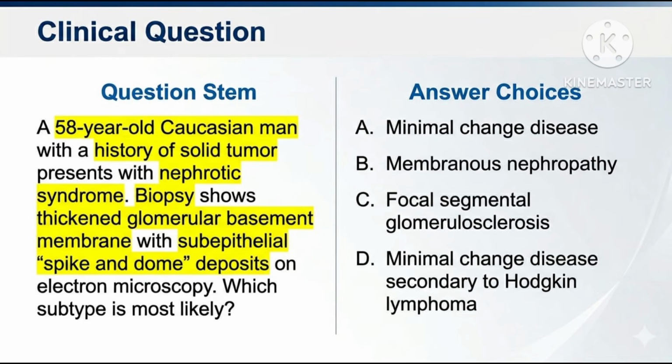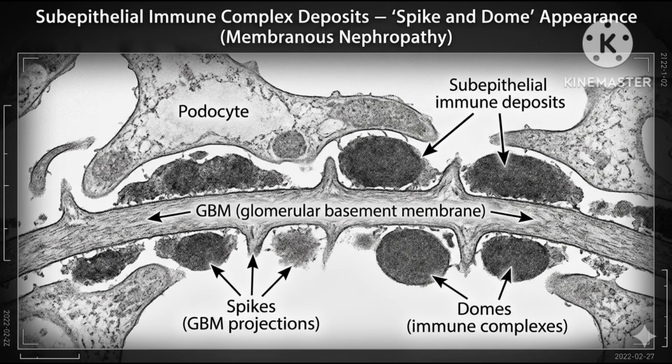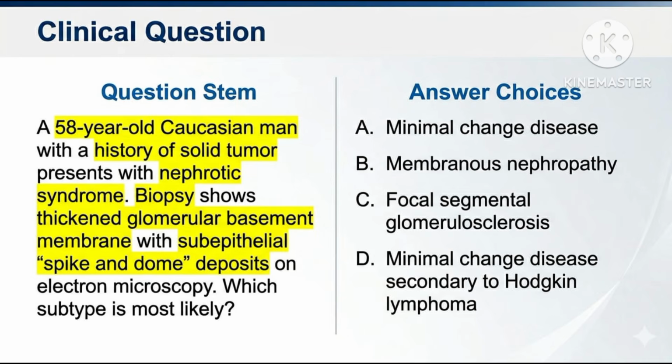A 58-year-old man, solid tumor history, presents with features of nephrotic syndrome. Biopsy shows thickened glomerular basement membrane with subepithelial spike and dome deposits on electron microscopy. Diagnosis: membranous nephropathy.